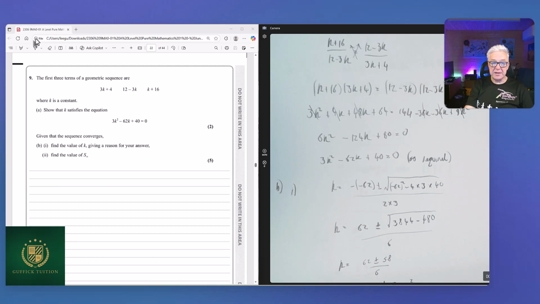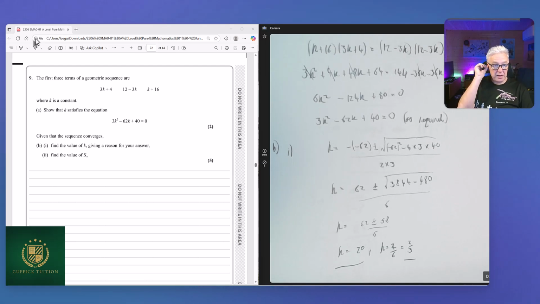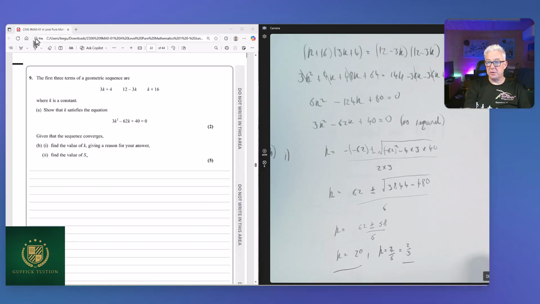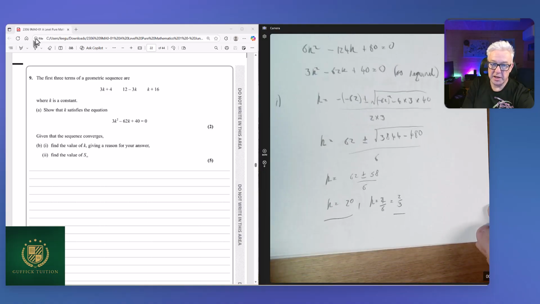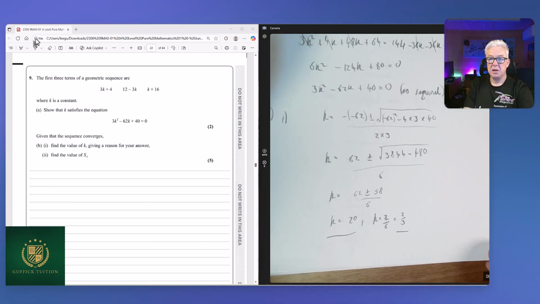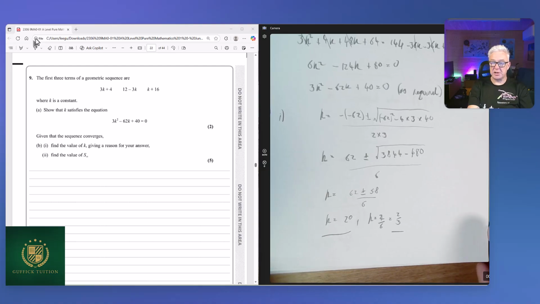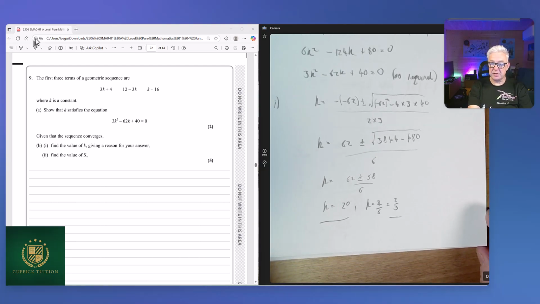Part B: given that the sequence converges, find the value of k, giving a reason for your answer, and then find the sum to infinity. I think this is one of those questions where there's quite a bit of work considering the amount of marks. We've got to try and solve this quadratic equation in the first instance to see what our possible values of k are.